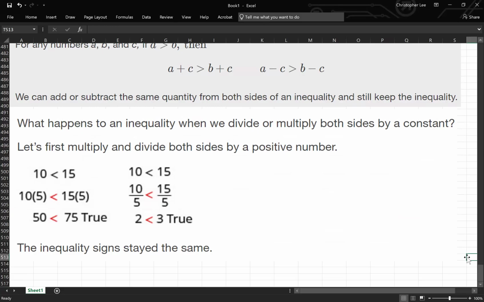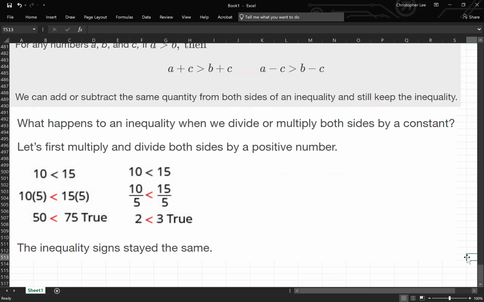So what happens to an inequality when we divide or multiply both sides by a constant? That's the problem right here. So let's talk about it. Let's first multiply and divide both sides by a positive number. Say I have 10 is less than 15. I want to multiply both sides by 5. That's going to give me 50 is less than 75.